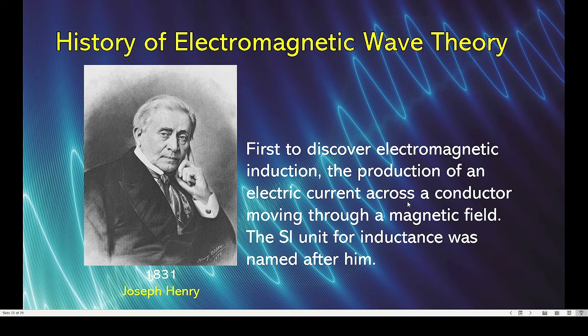Next, we have Joseph Henry. Joseph Henry in 1831, around a decade from the discovery of Hans Christian Ørsted, discovered electromagnetic induction, which is basically the reverse of what was discovered by Hans Christian Ørsted. Remember, Hans Christian Ørsted discovered that electricity can produce magnetism. So Joseph Henry discovered that magnetism can produce electricity. And in honor of his contribution, the standard unit for inductance was named after him.